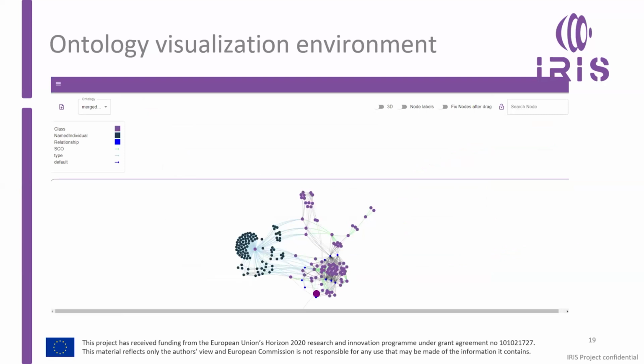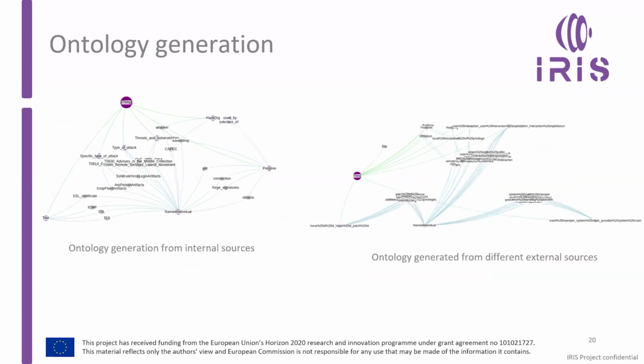The visualization environment of the ontology creation is the one that I showcase now. You will see a merged ontology, the Malone, and the one that has been created from our tool. In the next slide, you will see the ontology generation, on the left from the internal sources, that is the tools that are used in the IRIS project, and on the right part, the ontologies generated from the different external sources.